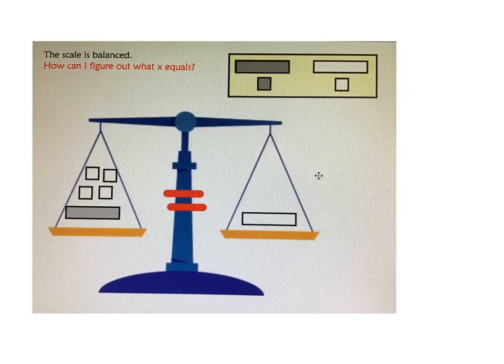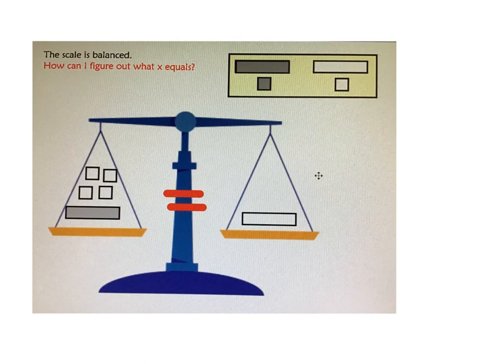All right, here's another one. I'm going to tell you right now, this scale is perfectly level. So this side and this side are equal. That's why I have that big equal sign in there. Could you figure out what x needs to be worth so that these 2 scales are balanced? I want you to pause and try to figure it out.